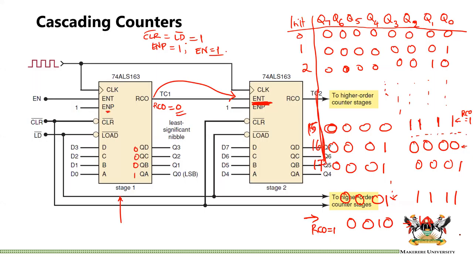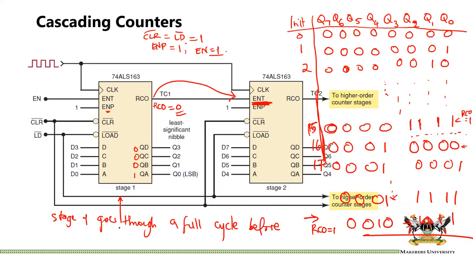So you can see that basically stage 1 goes through a full counting cycle before stage 2 makes one count, okay? Every time that stage 1 reaches its terminal state, stage 2 just jumps once. And then stage 1 goes through the same cycle again. At its terminal state, stage 2 will jump the next step. And then stage 1 goes through another full cycle, stage 2 goes through one state, and so on and so forth.